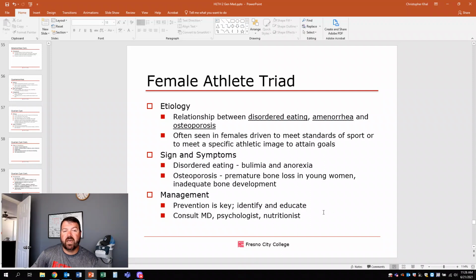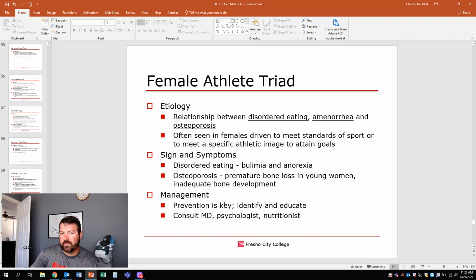All right, next is the female athlete triad. Okay, this is a relationship between an eating disorder, amenorrhea, and osteoporosis. Okay, this is the triad, all three. Often seen in females driven to meet standards of sports or to meet a specific athlete image to attain goals. Signs and symptoms: the eating disorder, bulimia or anorexia, osteoporosis, premature bone loss in young women, inadequate bone development.